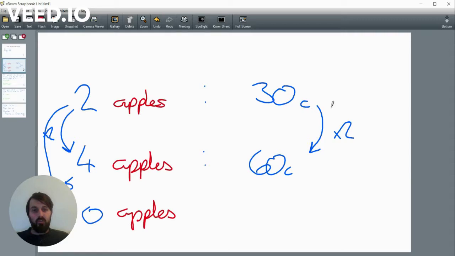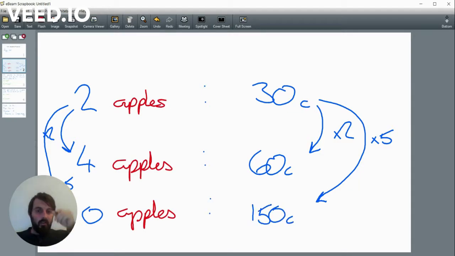So what do we have to do to the money? We're going to times that by 5 as well. So we're just increasing it by the same proportion. And so 30 times 5, 150 cents, or €1.50. Now that's increasing by the same proportion.